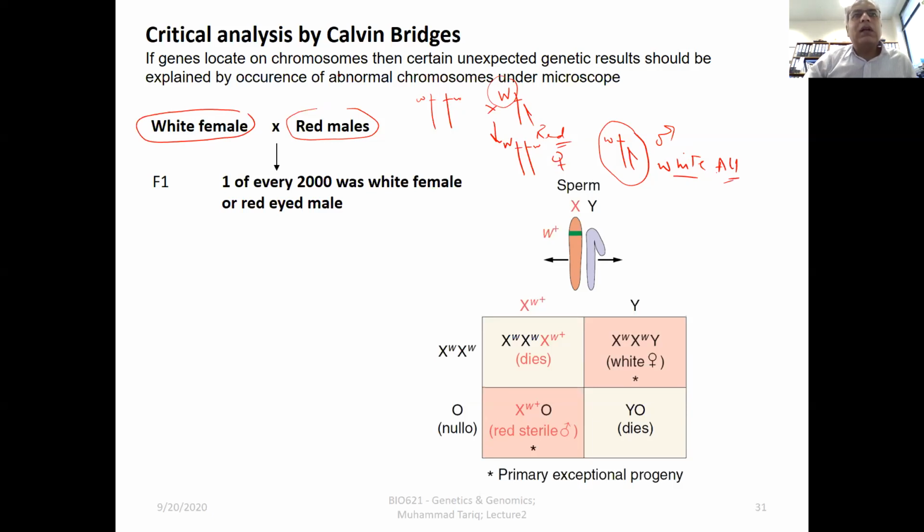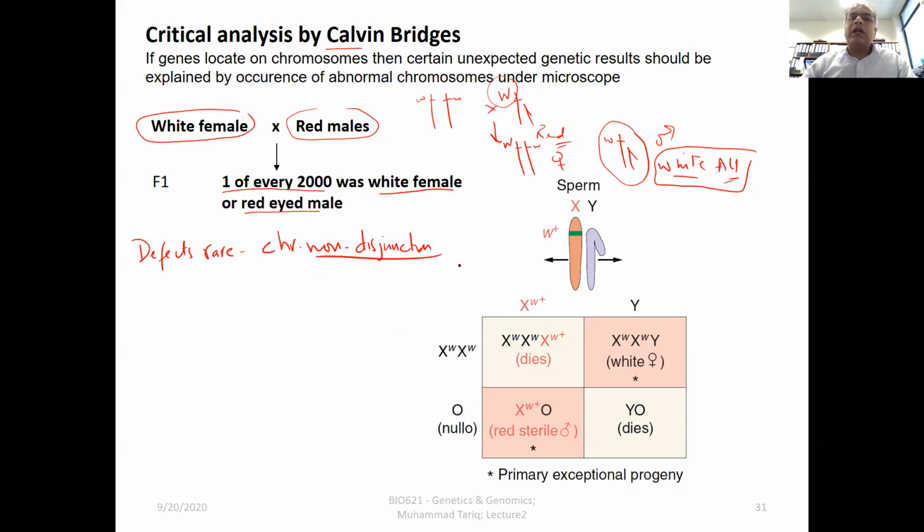But Bridges, who I believe was a postdoc in Morgan's lab, received 1 out of 2,000 white females and 1 out of 2,000 red males. You expect all males white, all females red, but he was getting exceptions. And what he proposed was that due to rare defects in meiosis, and he named them chromosomal non-disjunction.